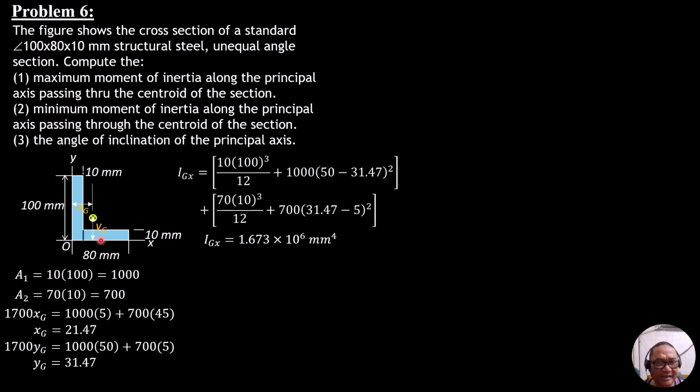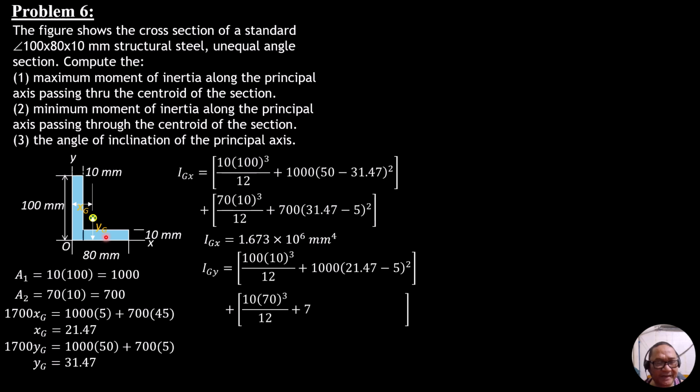Then IGY is equal to 100 times 10 cube over 12 plus 1000 times xg minus 5, quantity square. Then plus 10 times 70 cube over 12 plus area 700 times quantity 45 minus xg, quantity square. So calculating, IGY is equal to 0.953 times 10 to the 6 mm to the fourth.